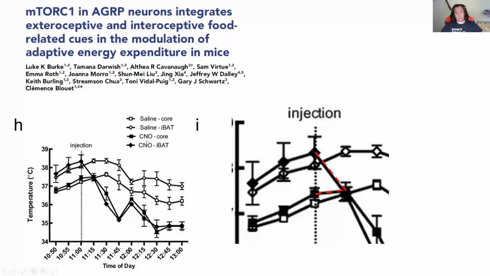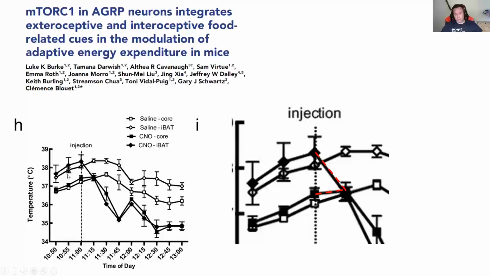And when you add a drug called clozapine N oxide, it activates this receptor and either hyperactivates or silences the neurons. Anyhow, following the injection with clozapine N oxide, what happens is you see a dramatic reduction in both core temperature and BAT temperature. Whereas with saline, you continue to see this nice, fairly reasonable maintenance of the temperatures. And you'll also note you maintain this nice 1 degree difference between the BAT and the core temperature.